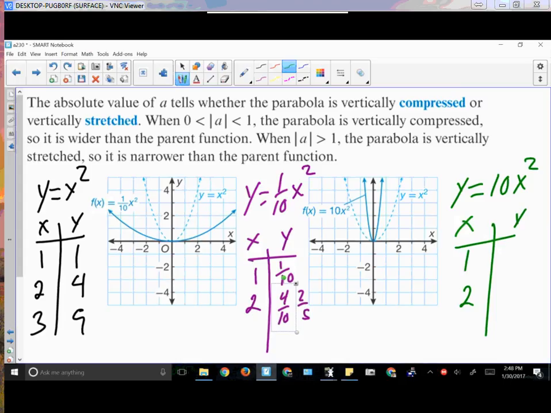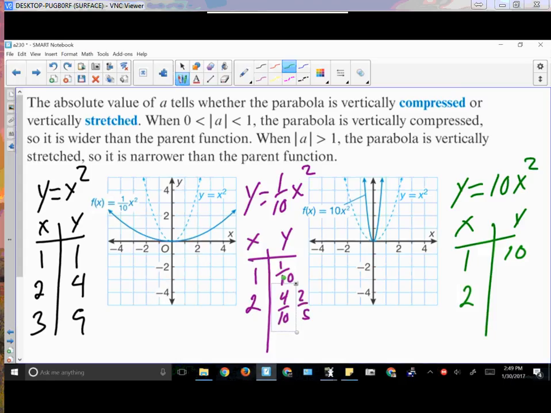Okay, if I put in 1, well, 1 squared is 1, but I have to multiply it by what? 10. So that ends up being 10 over here. So instead of it just going up to 1, it's got to go all the way up to 10. So by putting a larger value in here, it grows faster.